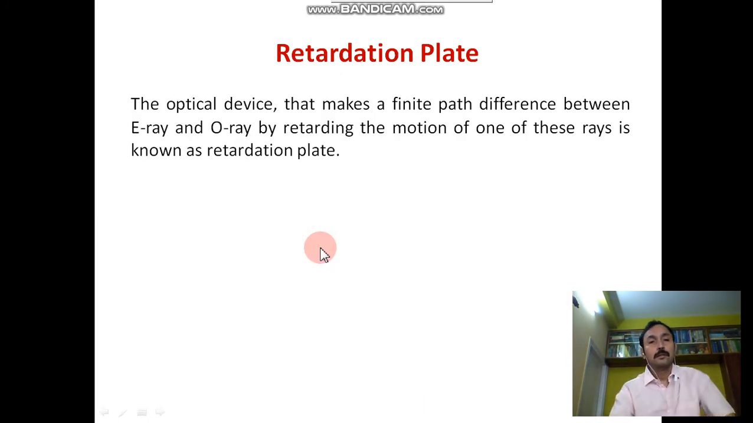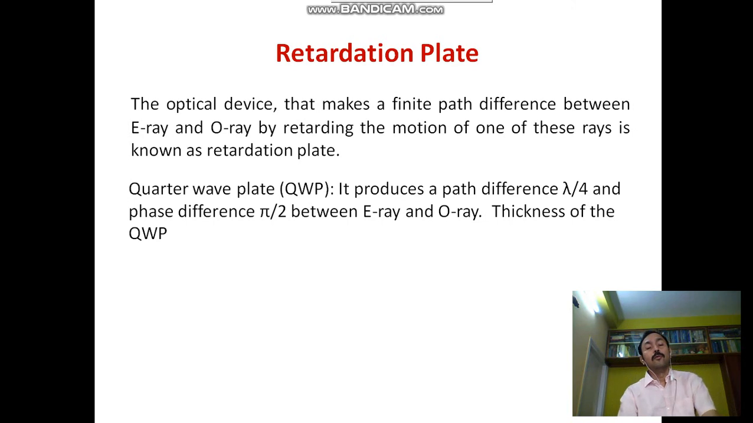Now retardation plate. Retardation means slowing down. The optical device that makes a finite path difference between E ray and O ray by retarding the motion of one of these rays is known as a retardation plate. Commonly there are two retardation plates. One is the quarter wave plate, represented by QWP. It produces a path difference of lambda by 4 and phase difference of pi by 2 between extraordinary ray and ordinary ray. The thickness of the quarter wave plate is t equal to lambda by 4 into the difference of refractive indexes of ordinary and extraordinary ray.